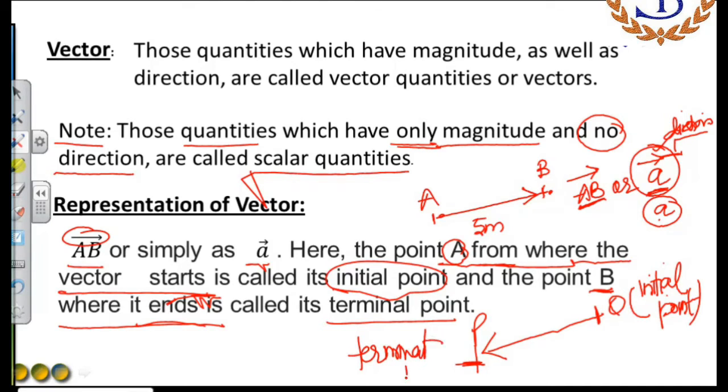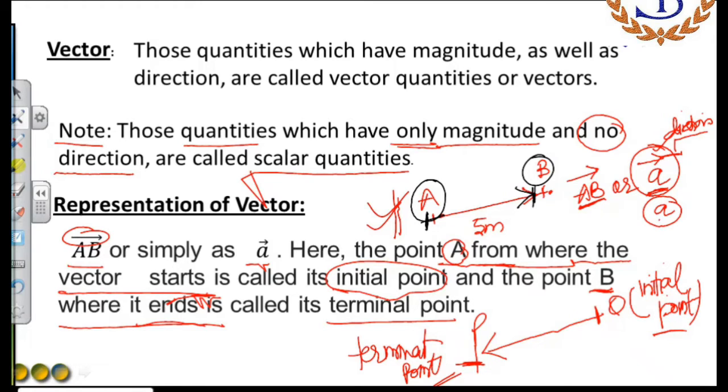Okay, this point is, I think, clear to all of you: which particular point is the initial point and which particular point is the terminal point. In the same way here in this case, A is the initial point because the vector starts from this A, and B is termed as the terminal point because the vector ends at B.